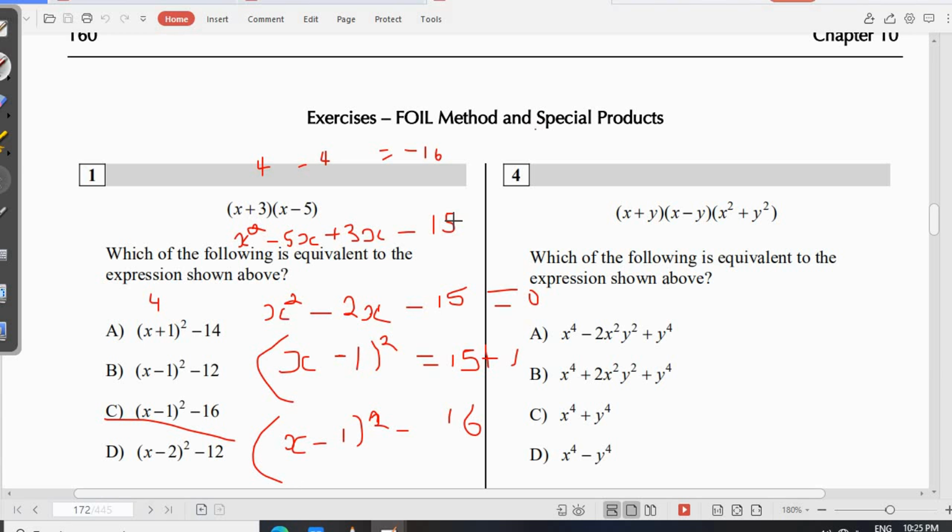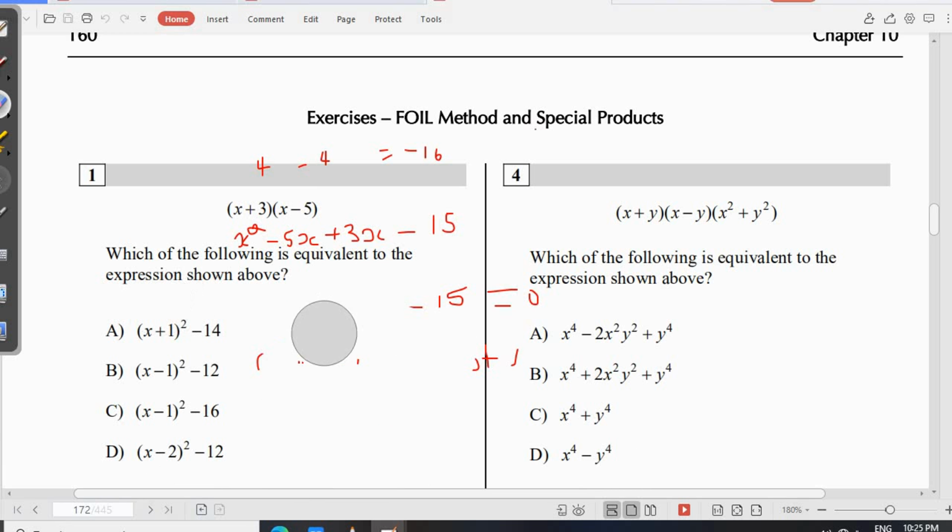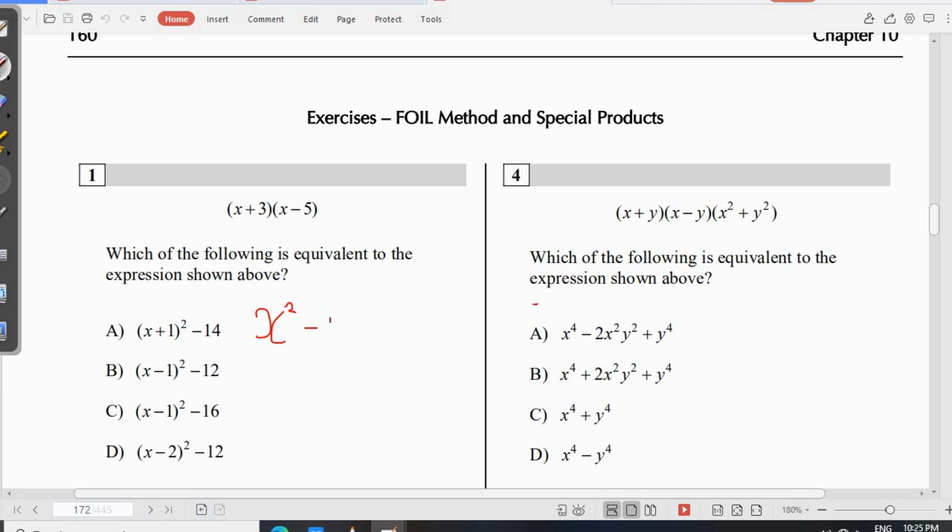This is the answer. Let me explain this one more time. I need to explain it. When it comes to solving this kind of equation, first of all you write out the equation. The equation of this one is x squared minus 2x minus 15.